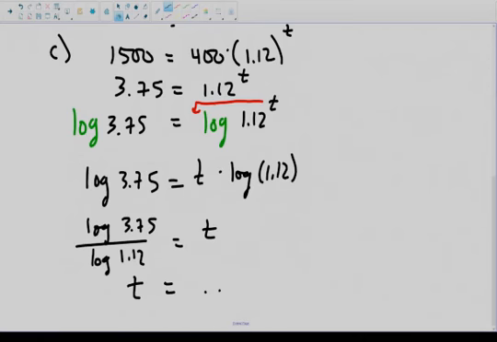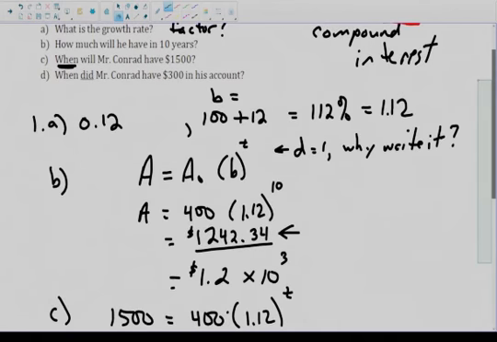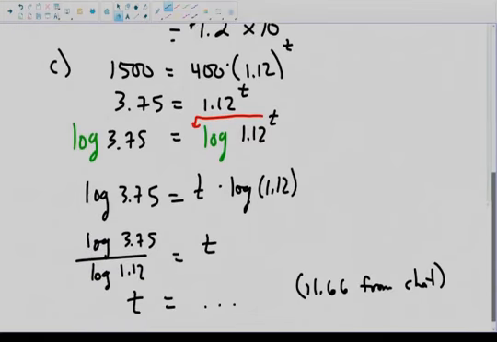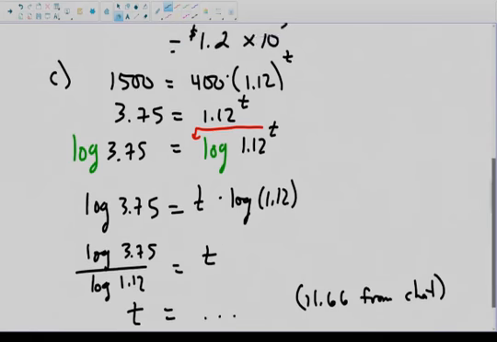And I'm going to let you do that. Okay? So practice 11.66. Double check that. Okay? And the last question, when did Mr. Conrad have $300 in his account? That a when question is still a time, confirmed? Okay, great, for this one. So a when question is a time question.